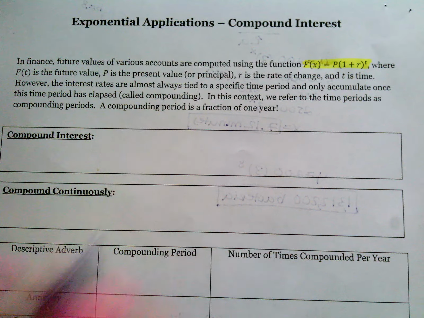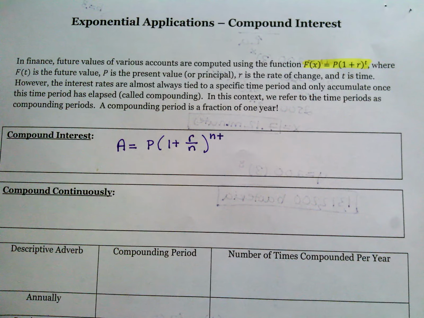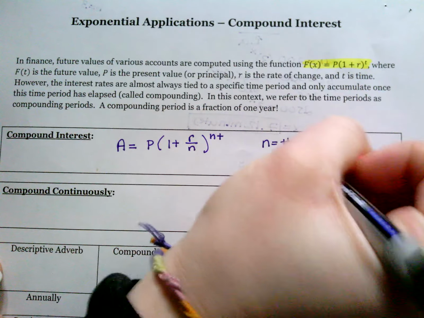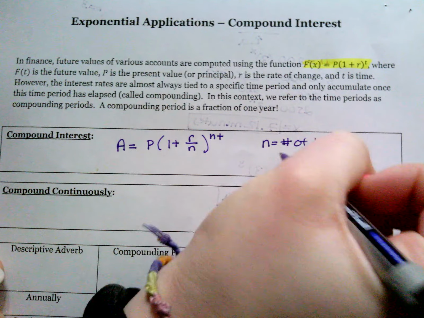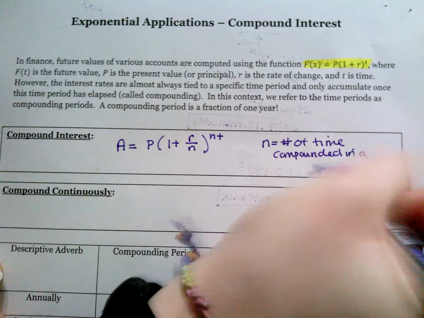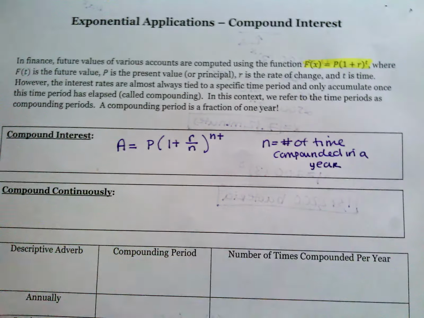A equals P times 1 plus r over n, to the nt. So for this one, P is still your principal, r is still your rate, n is the number of times compounded in a year. So if it's compounded monthly, your n value would be 12, right? So you can think a little bit logically through it.